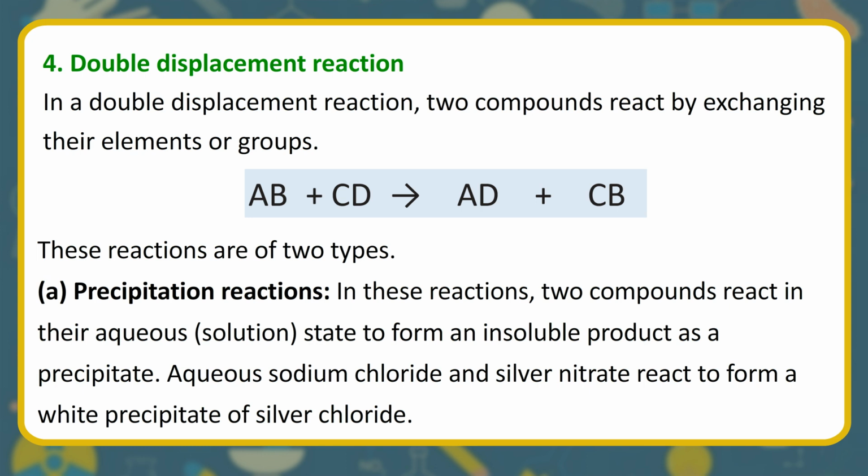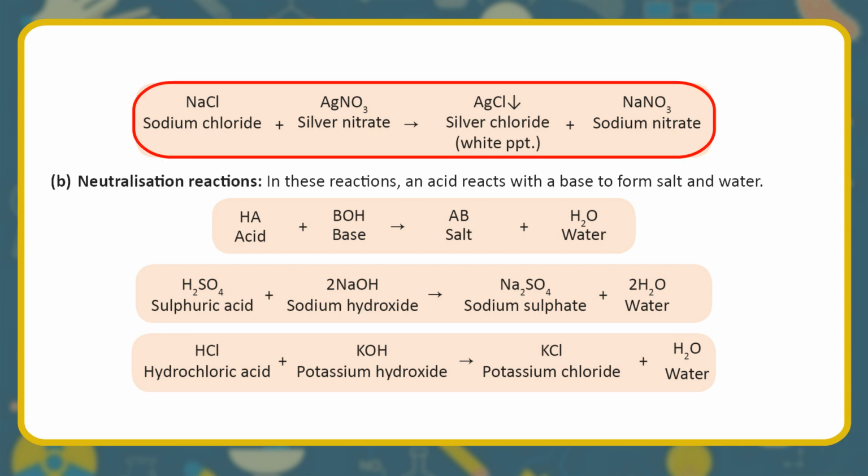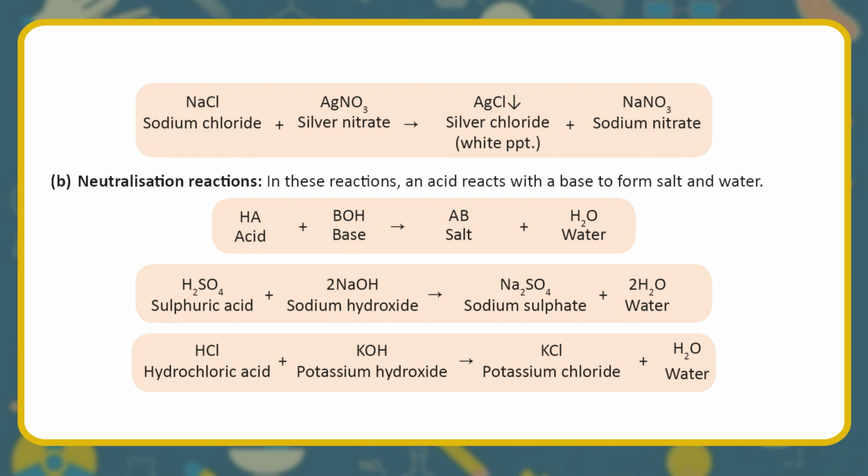A. Precipitation reactions. In these reactions, two compounds react in their aqueous solution state to form an insoluble product as a precipitate. Aqueous sodium chloride and silver nitrate react to form a white precipitate of silver chloride. NaCl, sodium chloride, plus AgNO3, silver nitrate, gives AgCl, silver chloride, white precipitate, plus NaNO3, sodium nitrate.